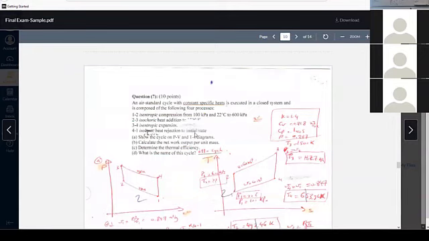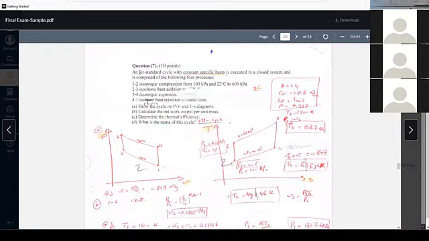Problem number 7. It's a very good problem. Similar but not the same to our final. It's a special cycle. We discussed Otto, Diesel, Dual, Brayton, and Rankine. But now we are discussing a special cycle. So I give you the steps from 1 to 4. From 1 to 2, isentropic compression. 2 to 3, isochoric heat addition. 3 to 4, isentropic expansion. Finally, isochoric heat rejection.